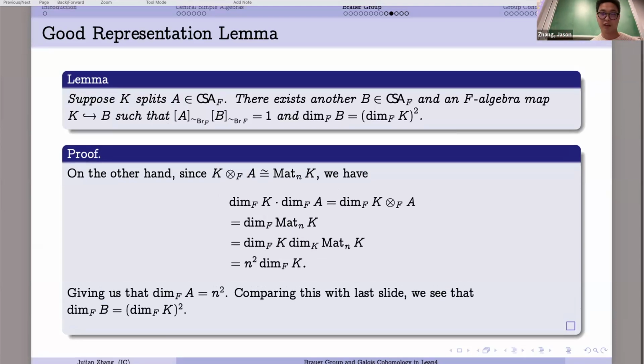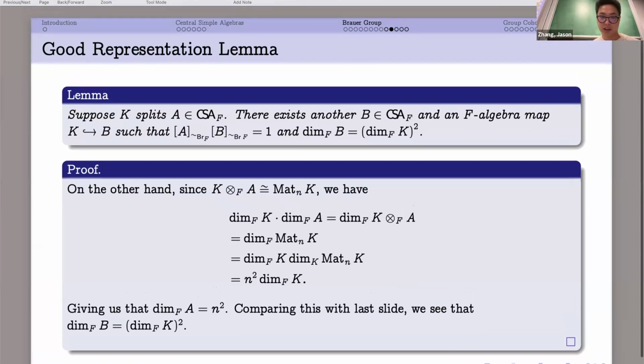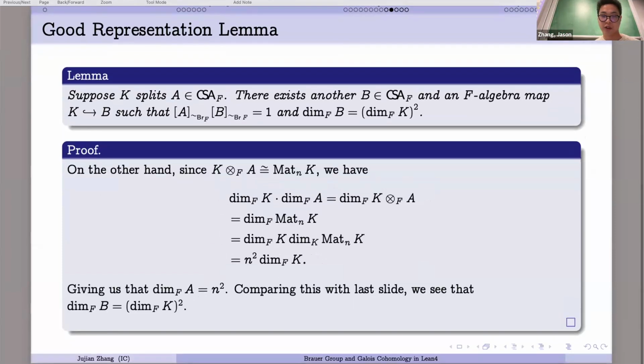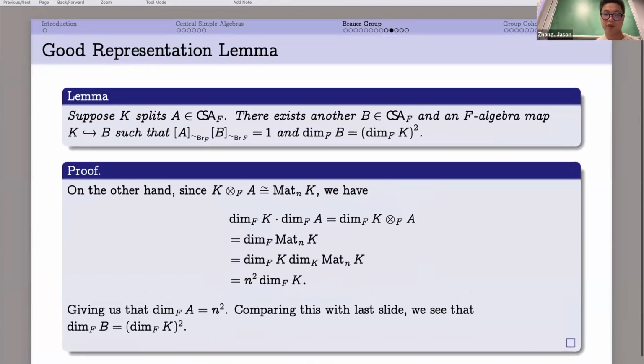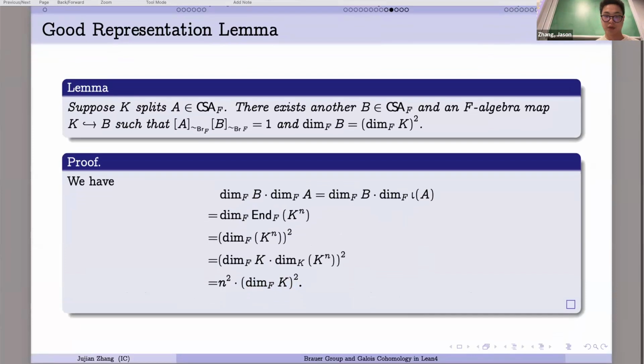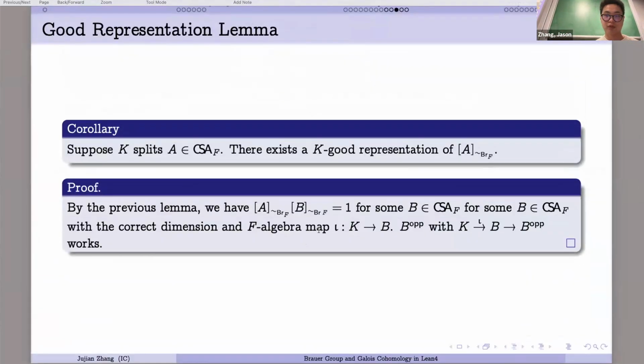Comparing these two equations, we can cancel out the n squared, and we see that the dimension of B is this part. So, yeah, now we figure out how to find a good representation of the inverse of A. We just need to take that good representation and put an opposite ring on it. We get a good representation for A.